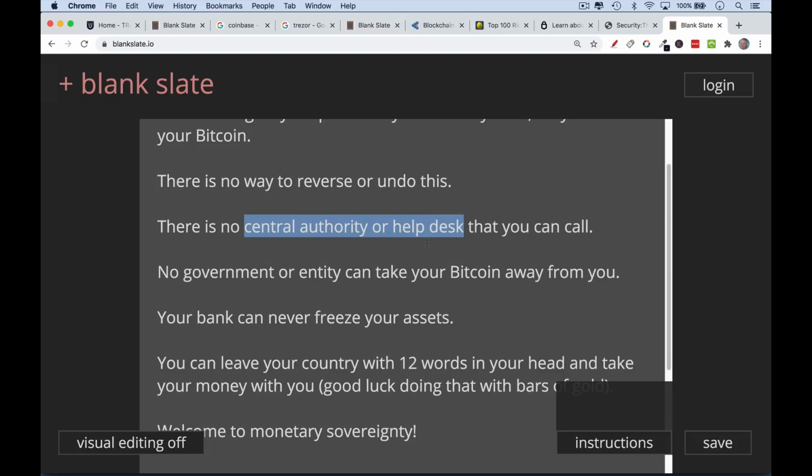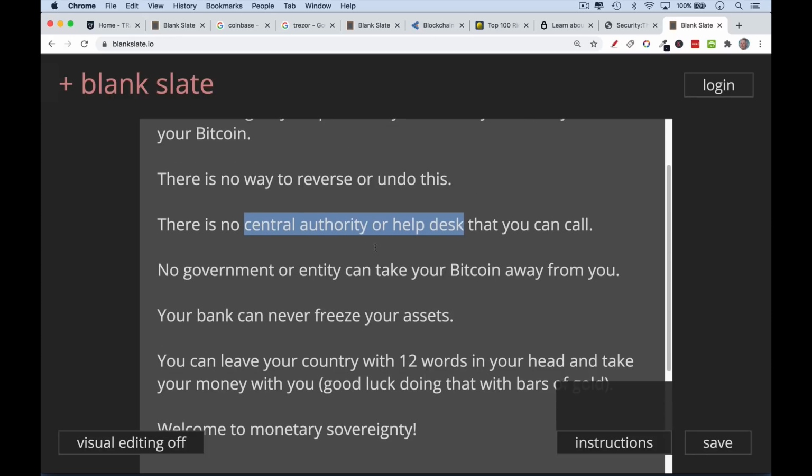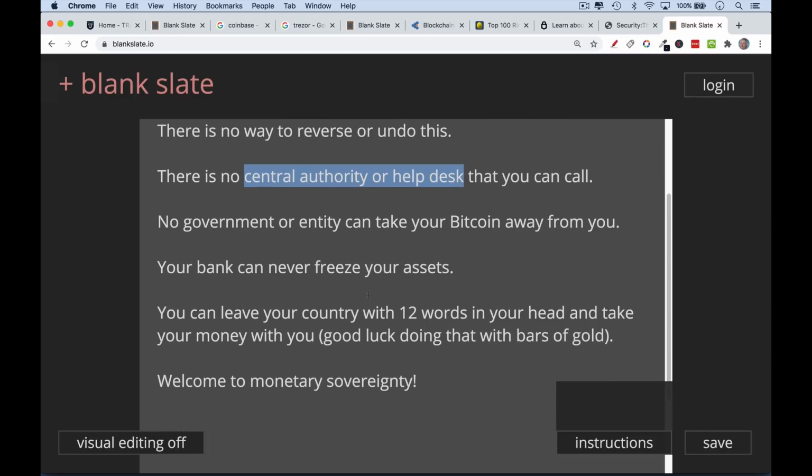But the good news is that once you learn how to do it, no government or entity can take your Bitcoin away from you. Your bank can never freeze your assets. They can never freeze your bank account just because they don't like something that you said on Twitter, for example. The other good news is that your wealth becomes much more portable. Heaven forbid, but if something ever goes wrong with your country, you can basically just memorize those 12 words in your head, or maybe put them on a secret piece of paper in your wallet, but it's probably best to have them in your head and tell a couple of people in your family who are crossing the border with you. And you can basically take your money with you.